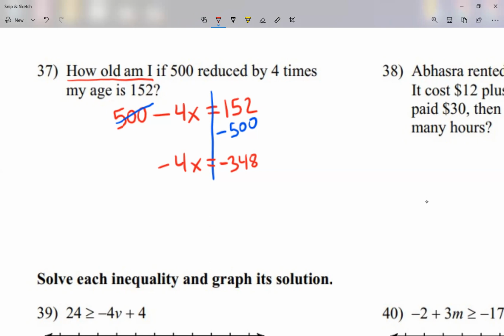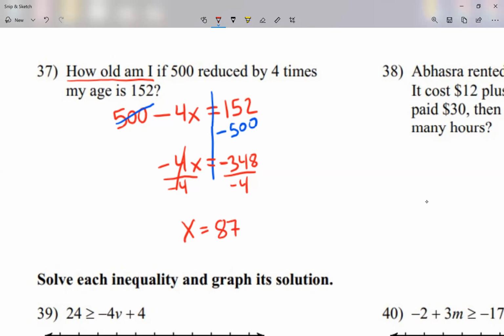Now to get the x by itself, there's a negative 4 in front of it. So let me divide both of these by a negative 4. So I get x by itself. A negative divided by a negative is positive. 348 divided by 4 is 87. So x equals 87.